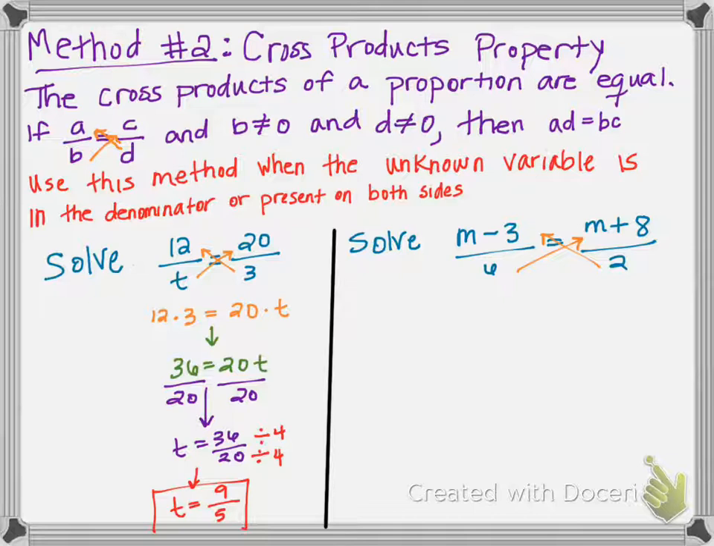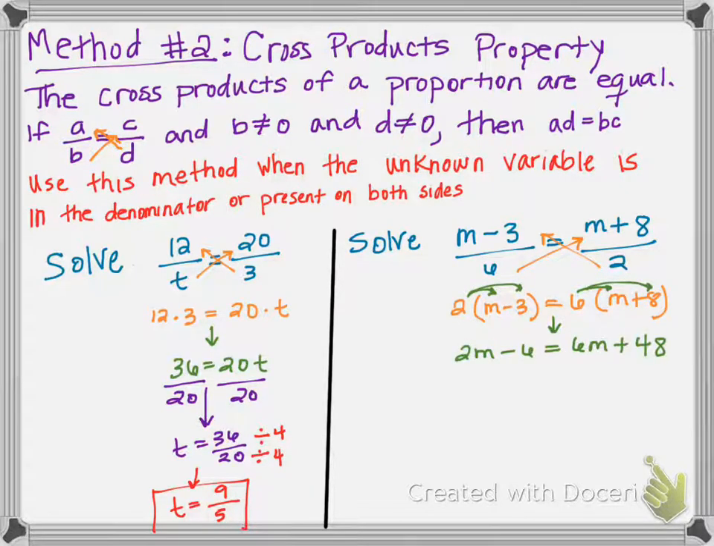So we do the same thing here. Now when we multiply, we do have to distribute or multiply that 2 with everything that's in the numerator on the left and the 6 with everything that's in the numerator on the right. If you only multiply by the first thing and not everything, then you will end up with an incorrect answer. So we have 2m minus 6 equals 6m plus 48.